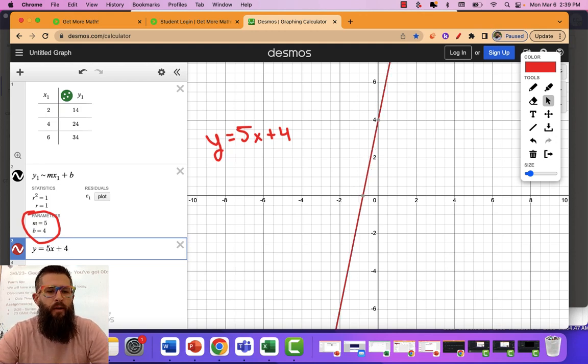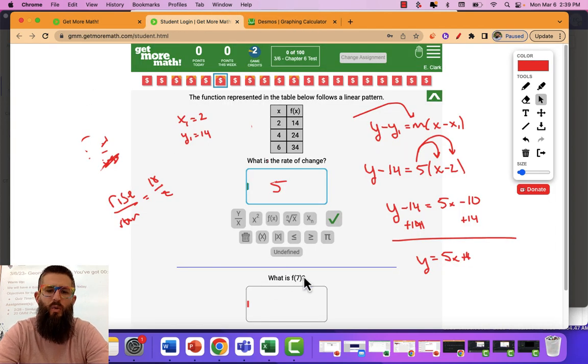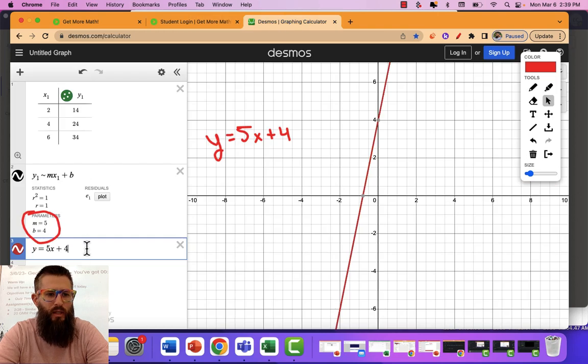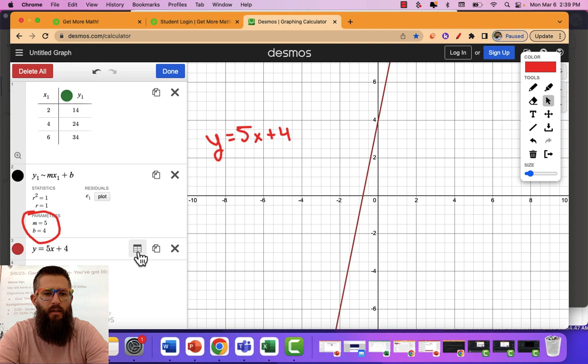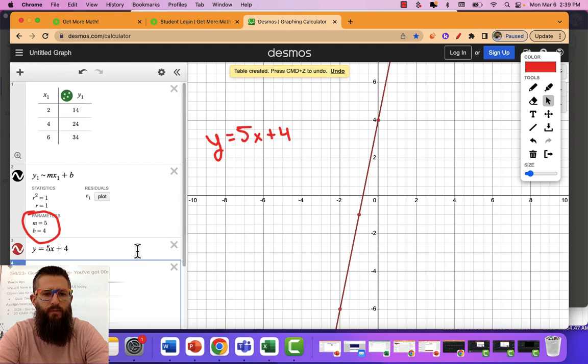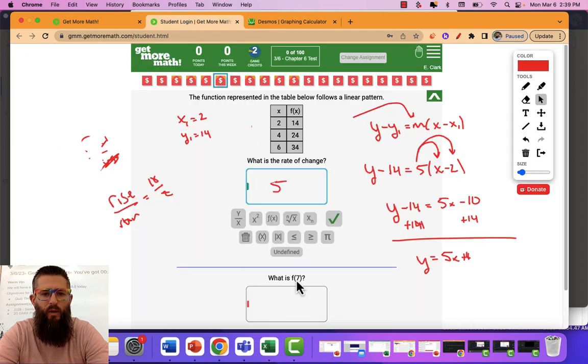Okay. So the next thing we want to do is create a table, because the last question here says, what is f of 7? This function notation essentially says, what is y when x is equal to 7? So what we can do is click here and go to this gear function and then convert that to a table. If we go back here to verify, we want f of x when x is 7.